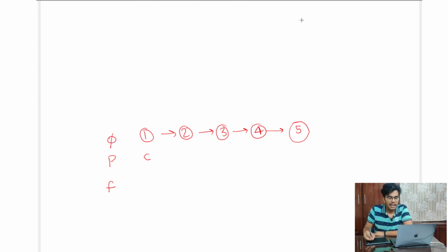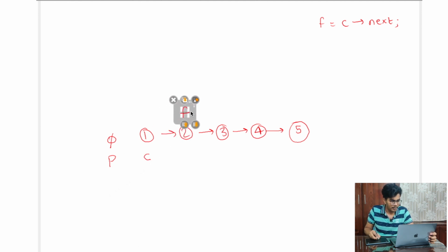So I'll write the algorithm, or the function that has to occur for every loop. Initially, I'll transfer forward to c dot next. So forward pointer is equal to c dot next. Easy. So what will happen here? Forward will be moved to c dot next, which is 2. Right, forward is pointing to c dot next.